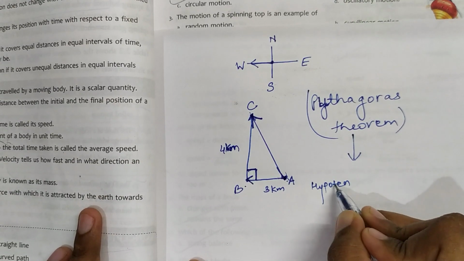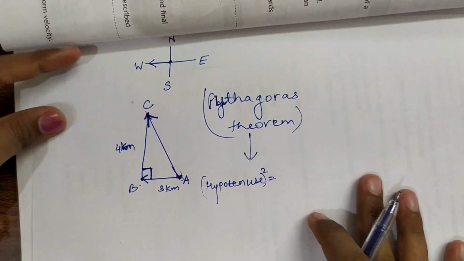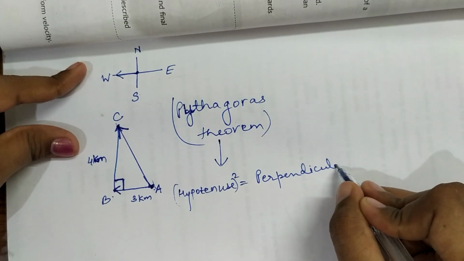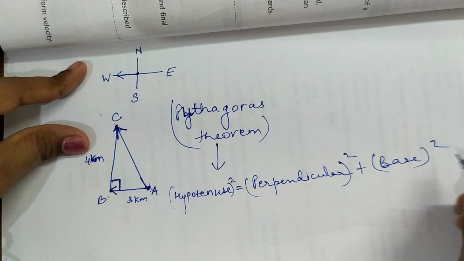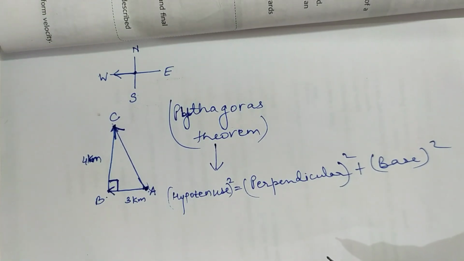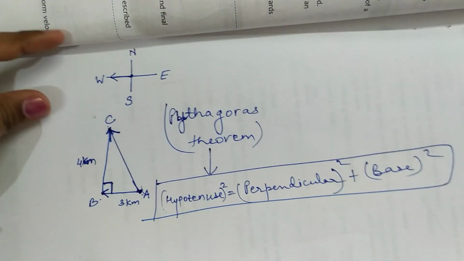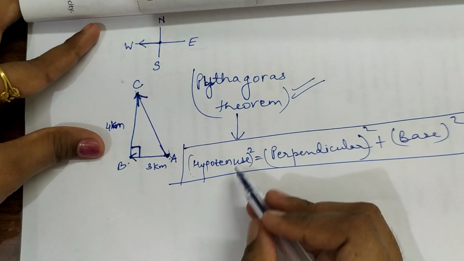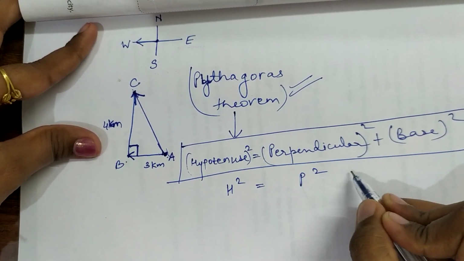Hypotenuse square is equals to perpendicular square plus base square. Don't go by my spellings. Fine children. Hypotenuse square is equals to perpendicular square plus base square. This is the formula which comes under Pythagoras theorem. Fine children. And this Pythagoras theorem is applied in which kind of triangle? Right angle triangle. Now this power above is called your square. It can also be written in the short form: h square is equals to p square plus b square.